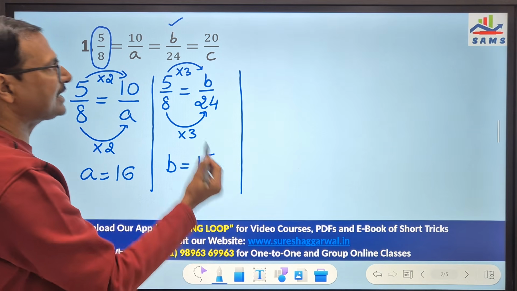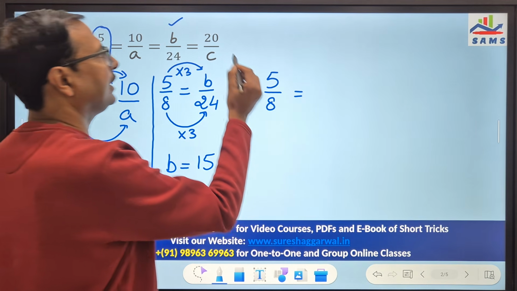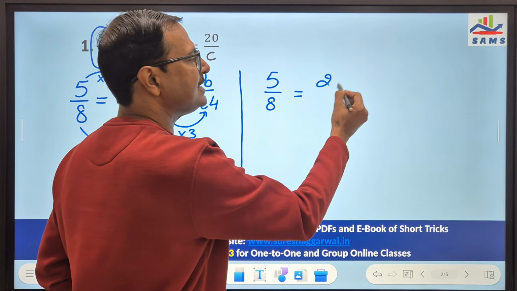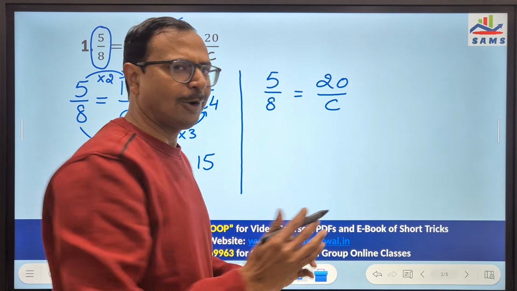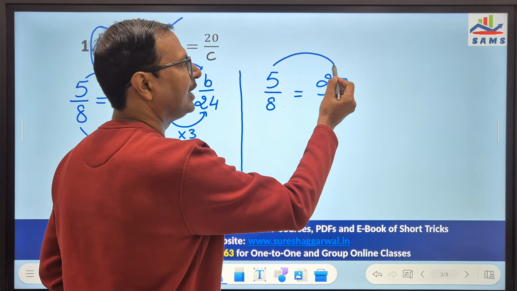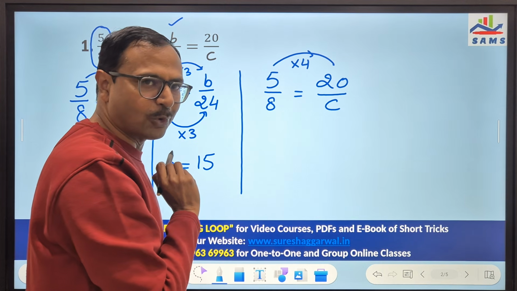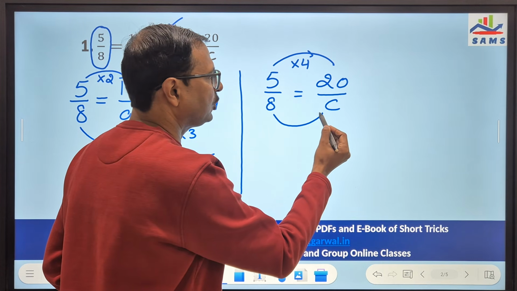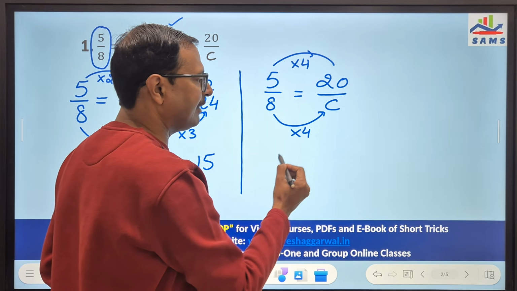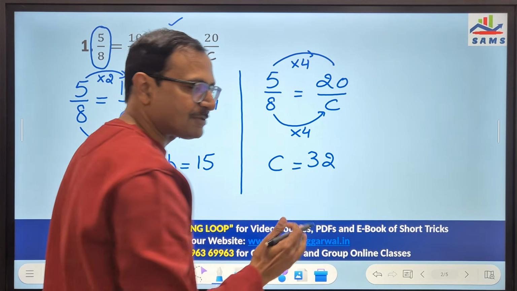And how about the next one? 5 upon 8 again, the known thing, and the unknown thing is 20 upon c. Now I think all of you can guess very easily. How did I obtain 20 from 5? I obtained it by multiplying 5 by 4. And so I need to multiply 8 by 4 to get the value of c, and 8 times 4 is 32, which gives me the value of c.